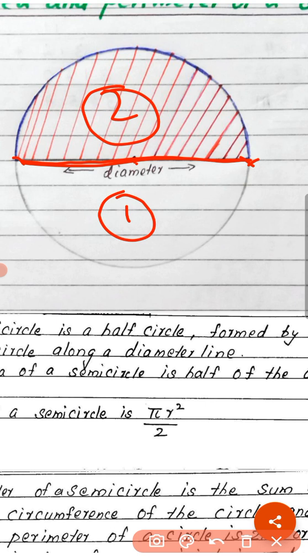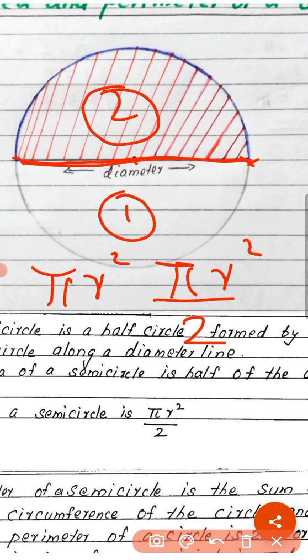As you already learned, the area of a circle is pi r square. So, area of a semicircle is pi r square divided by 2. Half of a circle.